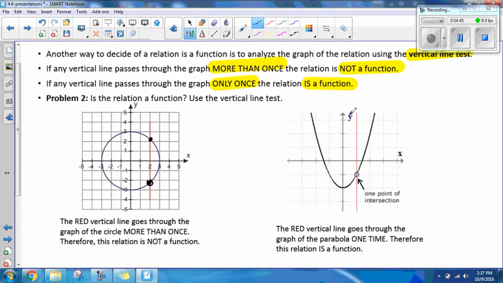So it is not a function. Here we have our parabola. When we draw a vertical line through any point on the graph, the line only goes through one point. So this is a function. So at 1, our domain value of 1 maps to -1. There is nothing else that this x value maps to, so it is a function.